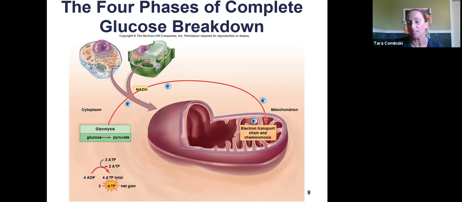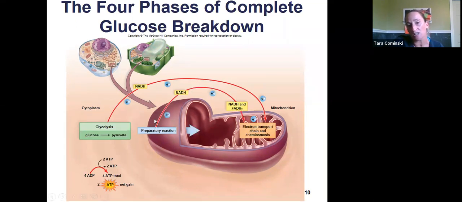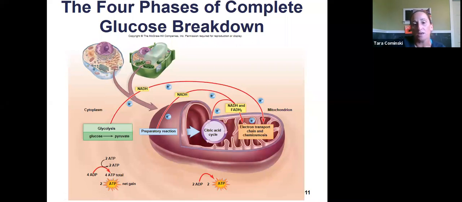If we move on to the next phase, we'll call it the preparatory reaction. Some books won't divide this up as a separate phase, but we will. So we're going to call this the prep reaction, okay? And this occurs in the mitochondria. What do you notice? There's more NADH and also FADH2 produced. Again, those go to the electron transport chain and ultimately help generate more ATP. Next is the citric acid cycle. You can see there's some net ATP gain, but also NADH and FADH2 produced, okay?